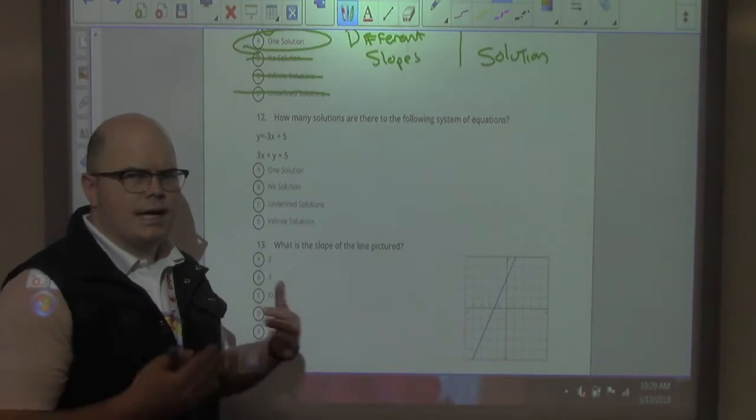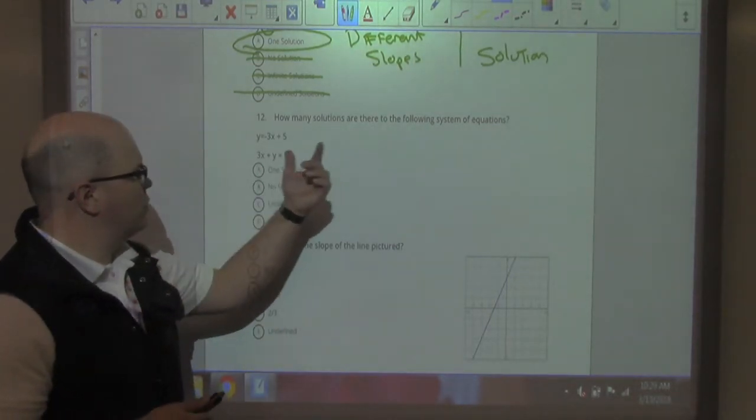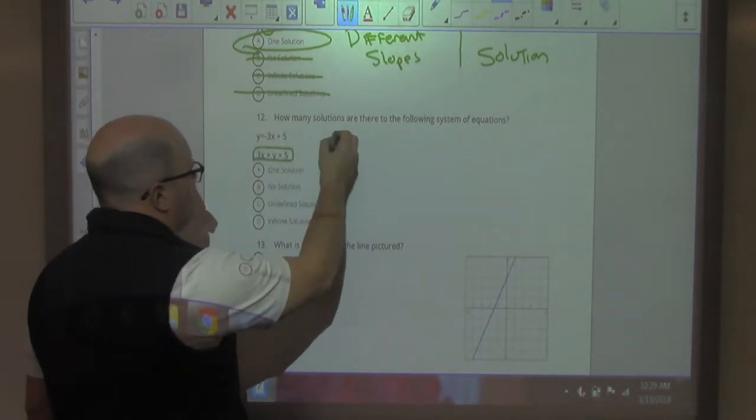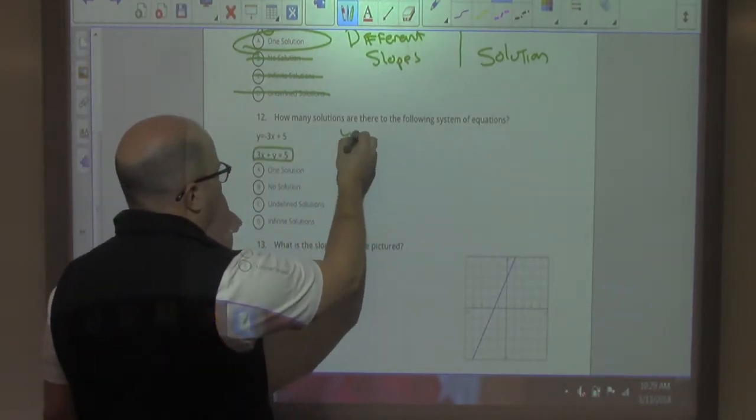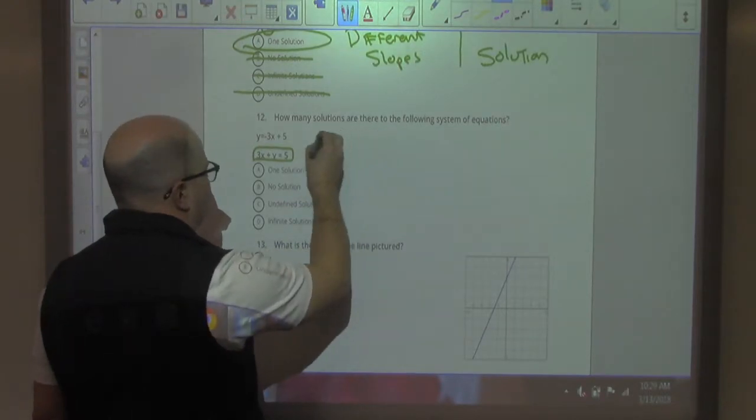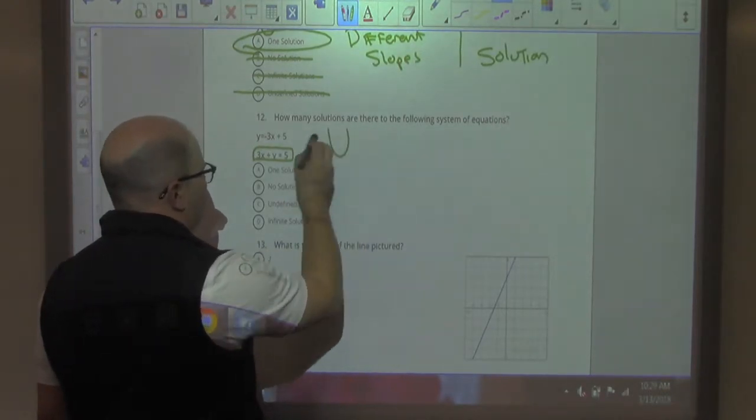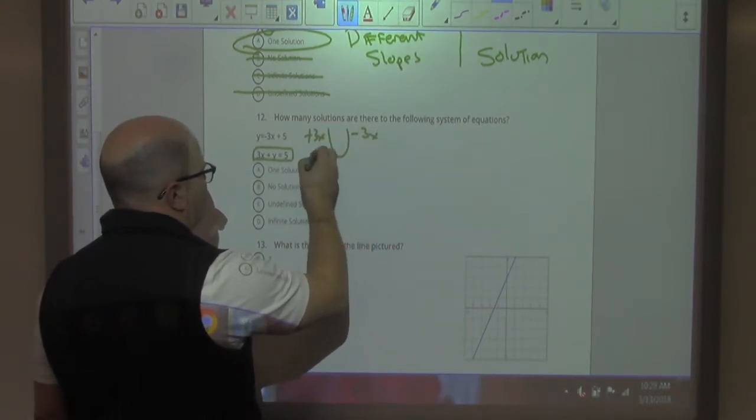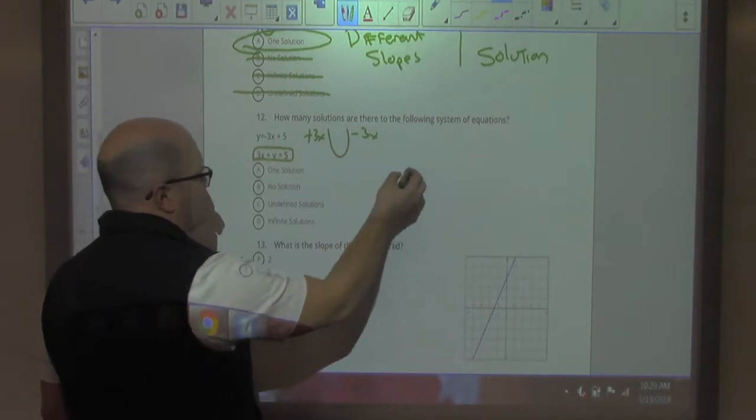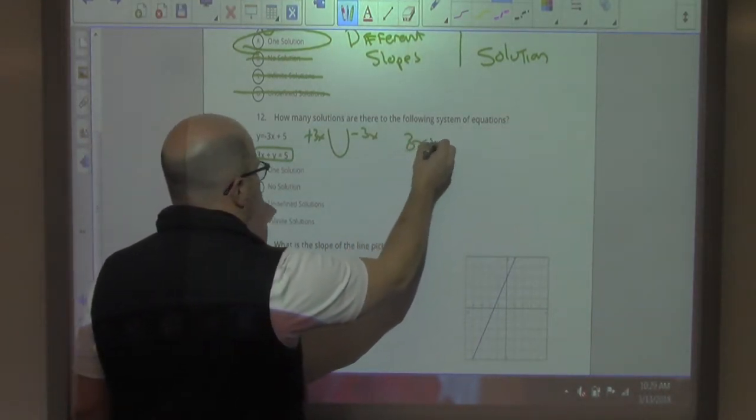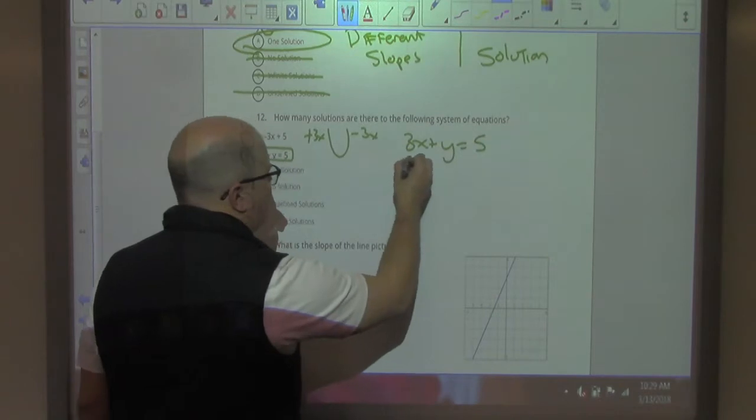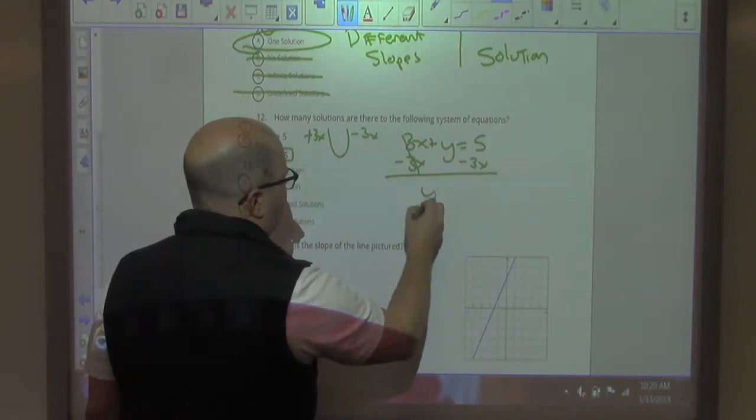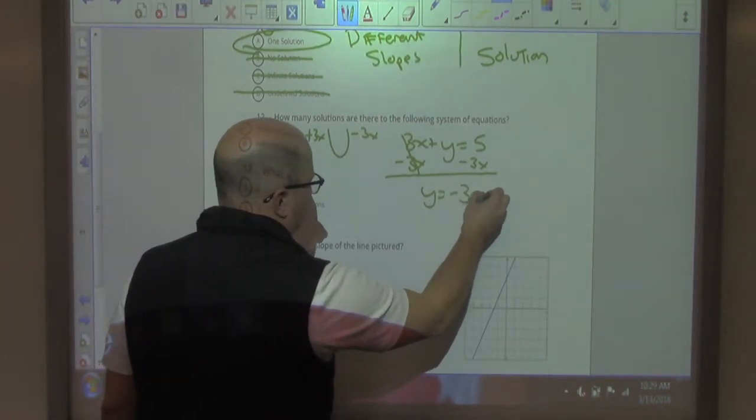Again, following the exact same thought process, how many solutions are there to these equations? This one's a little bit different because this is in standard form. So I need to solve for y to get it there. So I'm going to see what's happening to my y. I'm adding 3x, so I need to minus 3x. And that's it. Y is by itself after that. So now I'm just going to go 3x plus y is equal to 5. I'm going to minus 3x from both sides. And I'm left with y equals negative 3x plus 5.